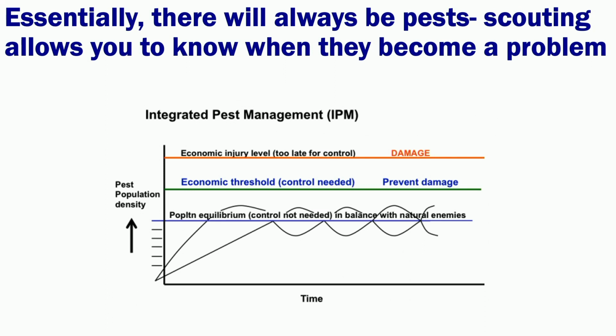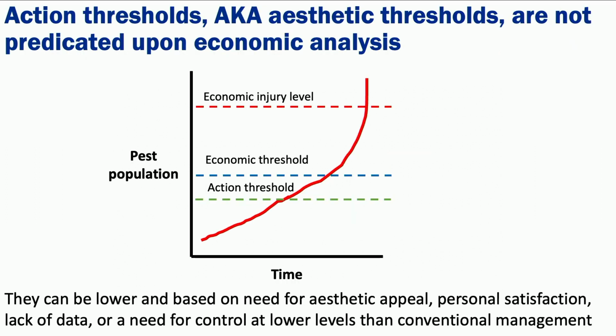This is not going to be as common, of course, in a high tunnel, which is a more unnatural setting, and there are fewer natural enemies in the first place. So we do have to worry more about acting on what we call action thresholds. Action thresholds in some industries are called aesthetic thresholds. It's this idea that you can't suffer any damage. So if you've ever watched golf on TV, they work on aesthetic thresholds because the Masters, you can't have grass that's dead.